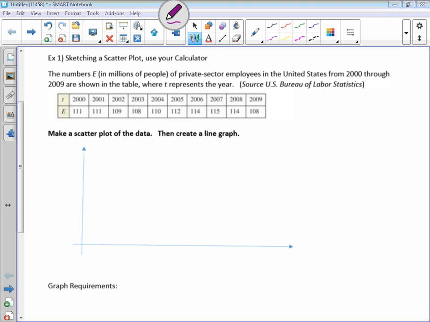So get out your calculator. If you didn't bring one today, find someone who has one and work together. How many of you don't have a calculator? Okay, well, all right, partner up. You'll make it work today. Do you guys all have them, just not here? Yeah, okay.